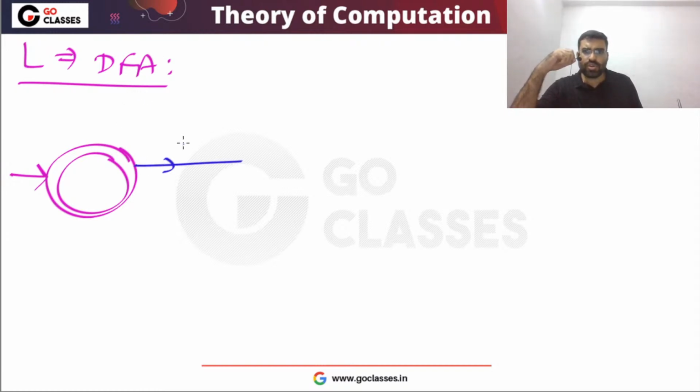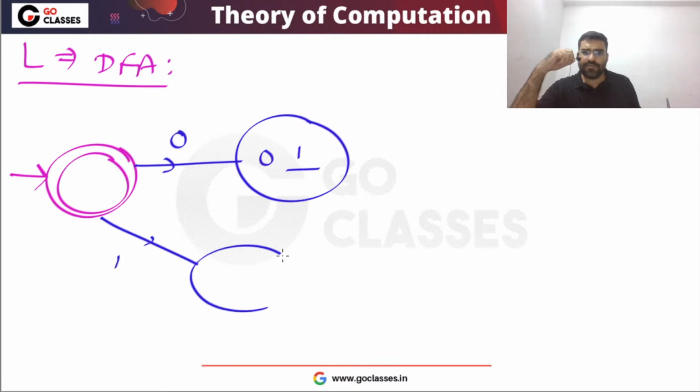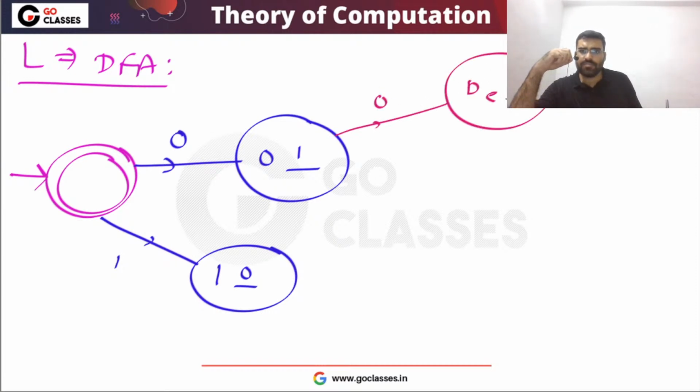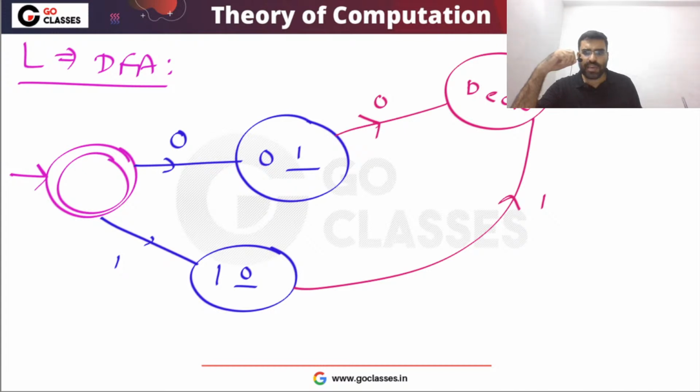In this state, if 0 comes, I will wait for 1. In this state, if 1 comes, I have seen 1, so I will wait for 0. In this state, I am waiting for 1. If 0 comes, I will go to the dead state. If two consecutive 0s come, I will go to the dead state. Similarly, if two consecutive 1s come, I will go to the dead state, because if consecutive 0s or consecutive 1s come, there is no chance of acceptance.